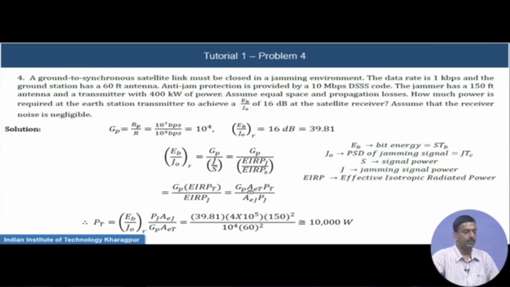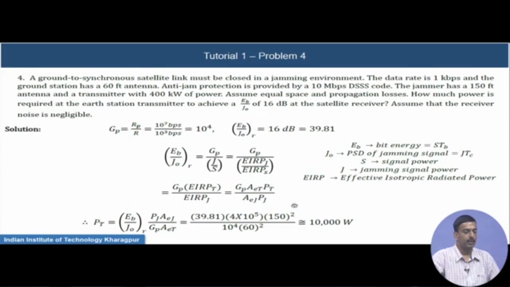One thing to note is that the effective aperture area of the antennas is written in terms of the squared value of the dimensions specified for the jammer as well as the transmitting station antenna, and the calculation basically yields a transmit power of 10,000 watts, which is 10 kilowatts.